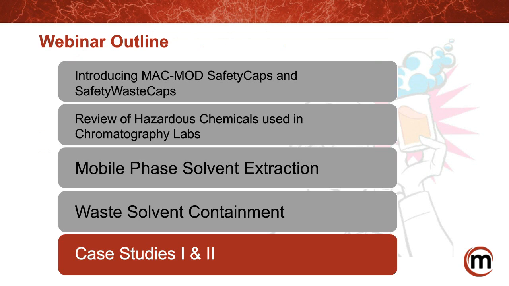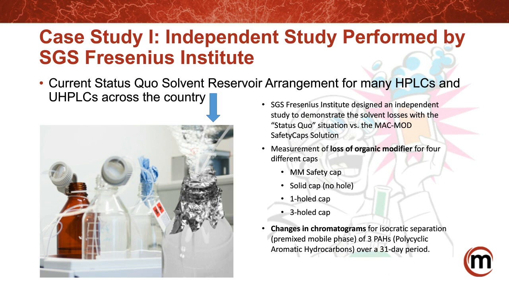So we'll move on to the case studies in the presentation. Here we have case study 1. This was conducted by the SGS Fresenius Institute in Germany. SGS Fresenius is an independent institution that conducted an HPLC separation study to show the loss of organic modifier for 4 different iterations of coverings for solvent bottles.